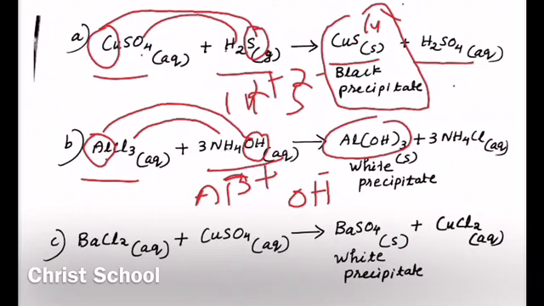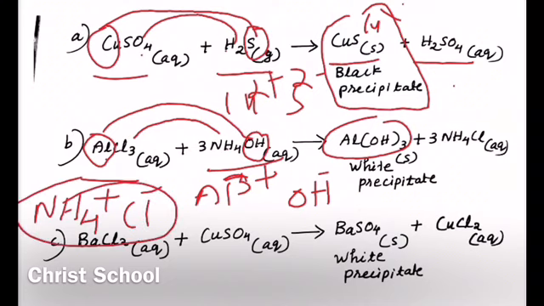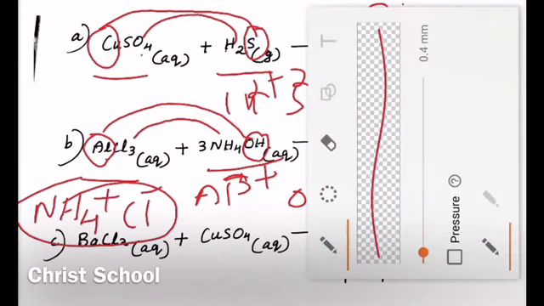Then the second cation and first anion. The second cation is NH4. What is NH4? Ammonium, its formula NH4 plus. What is the second anion? Chloride, its formula Cl minus. So by exchanging valencies you will get the formula NH4Cl. So these are the products: aluminum hydroxide and ammonium chloride.